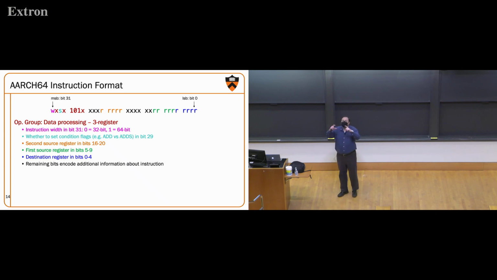Okay, the encoding of the instructions is 32 bits, but the instruction can operate on either 32-bit quantities, the W registers, or 64-bit quantities, the X registers, and that's what that bit means. Great clarification.